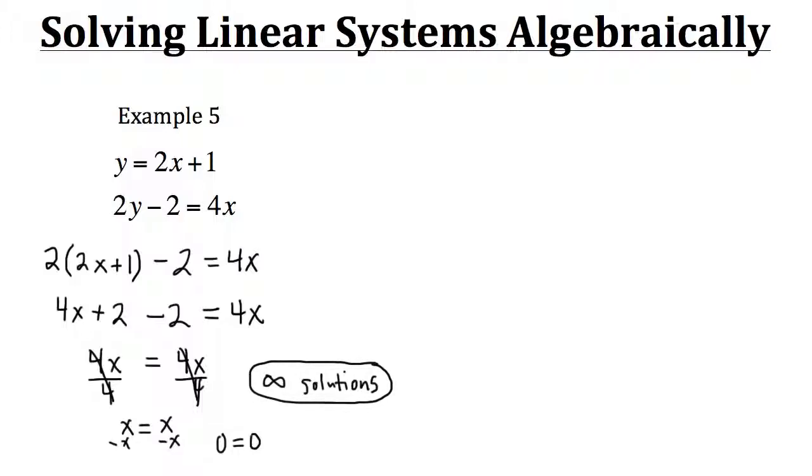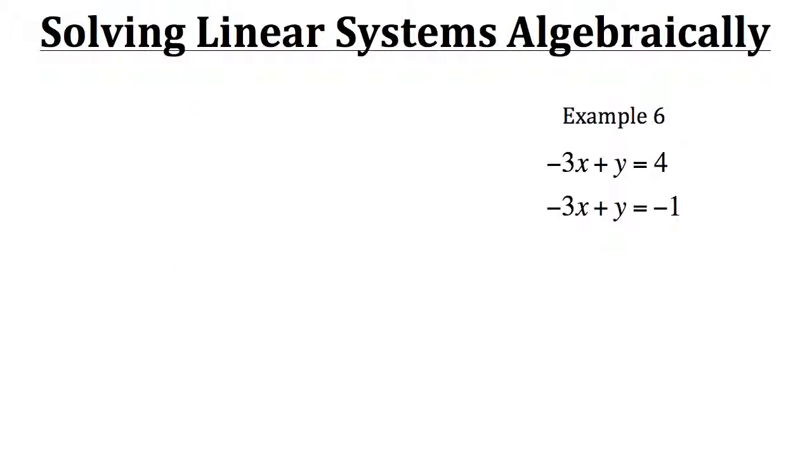Now let's take a look at another special case. Here with example 6, we have another system. If we want to solve it, it looks like the easiest way would be the elimination method. Now we can't just add them up right now because neither of the variables will cancel. So we need to make a slight change in one of them.